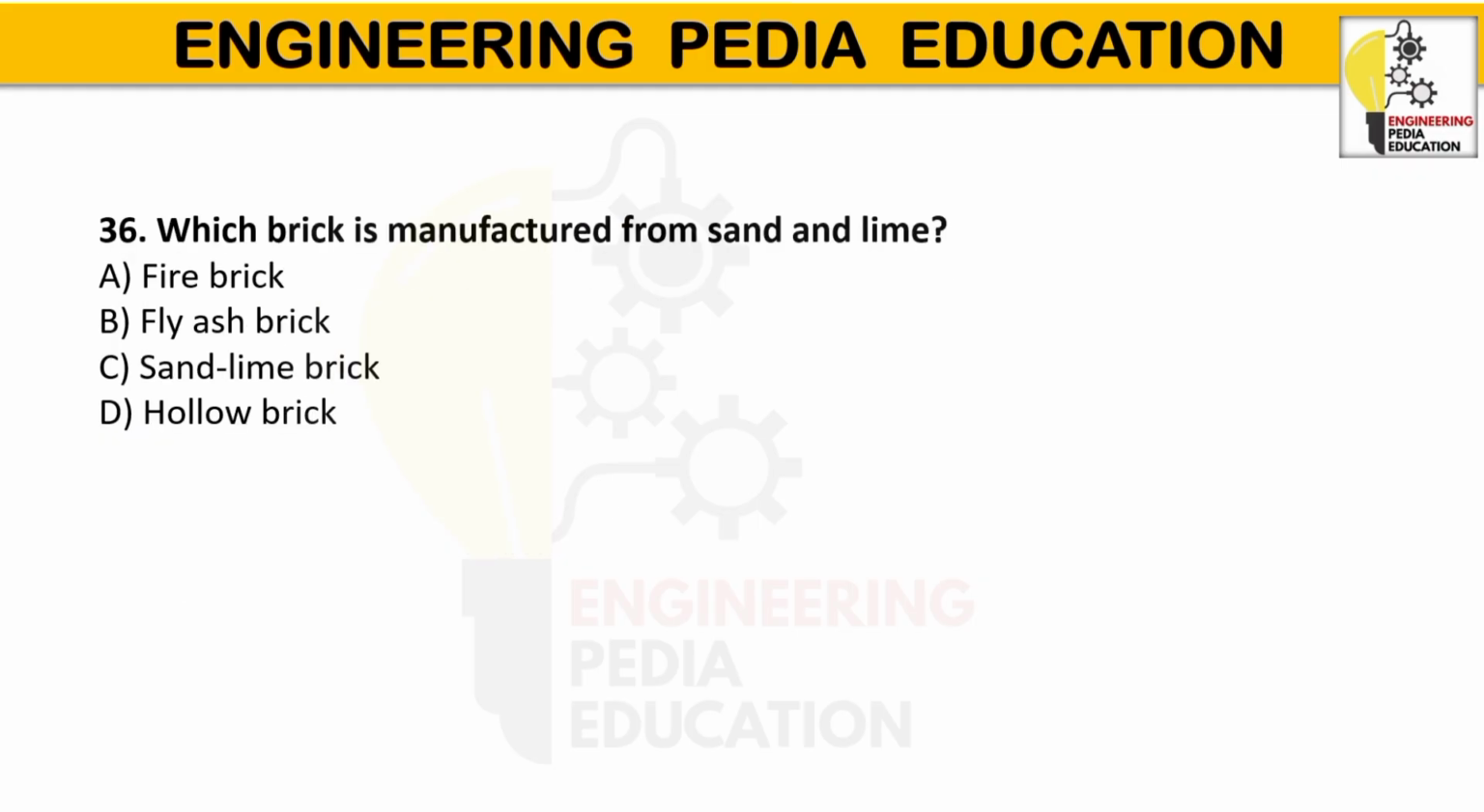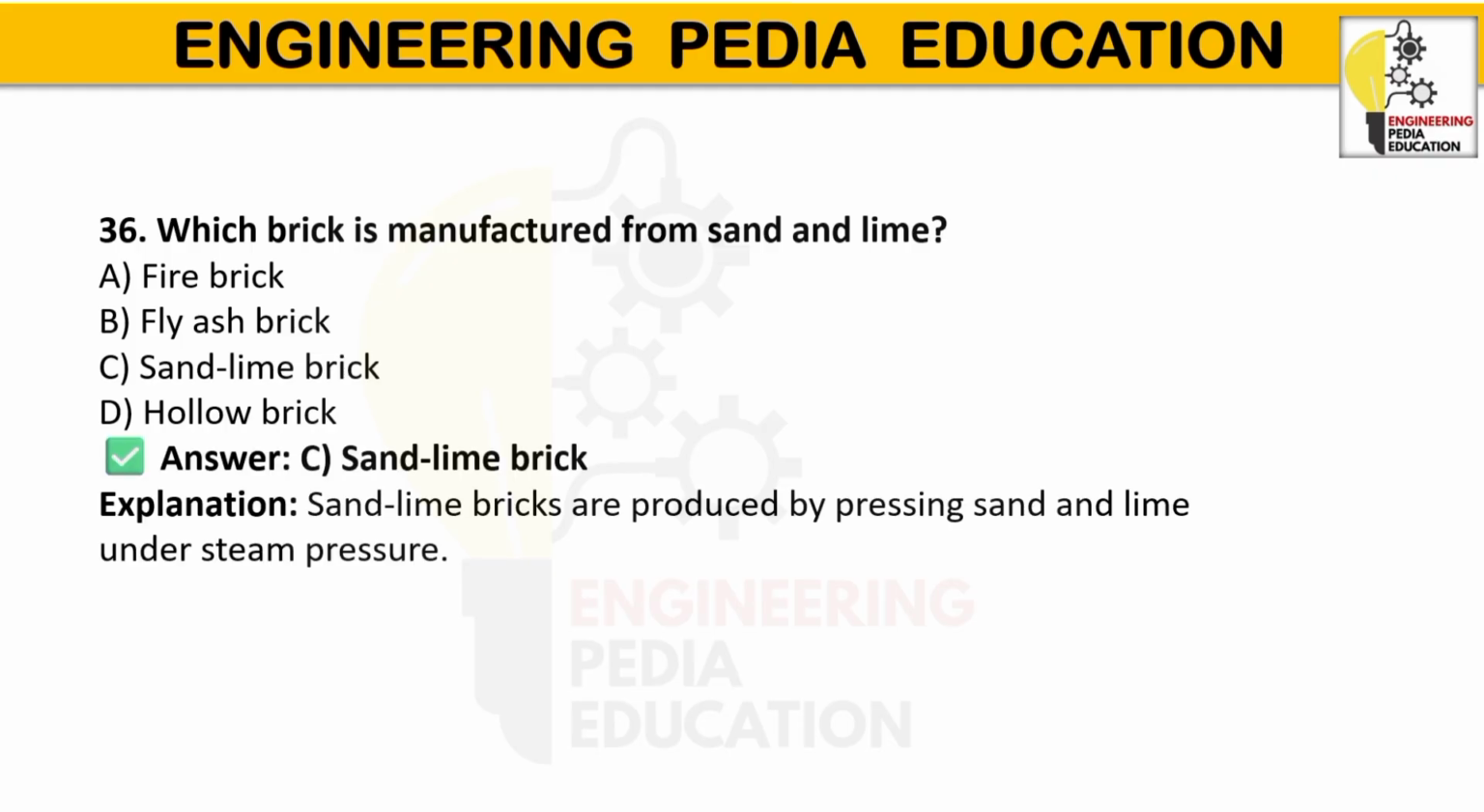Which brick is manufactured from sand and lime? Fire brick, fly ash brick, sand lime brick or hollow brick? So the correct option is sand lime brick. Sand lime bricks are produced by pressing sand and lime under steam pressure. What is this sand lime brick? Let's discuss.